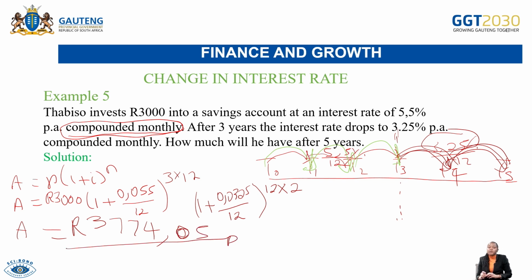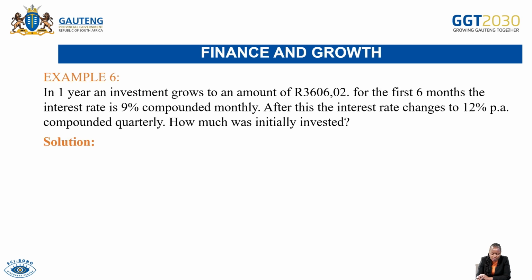So the amount that this person is going to have after 3 years is 3,774.05 cents. So the only interest that he received was 774.05 cents. Then you get your full marks for correct substitution into the correct formula, for multiplying with the new interest rate, and also for the correct answer. Are we together?